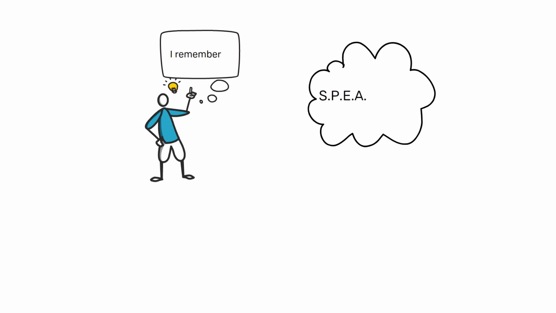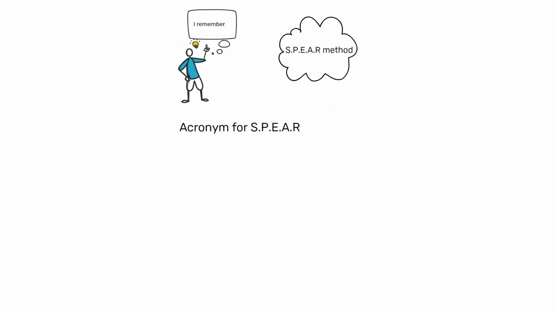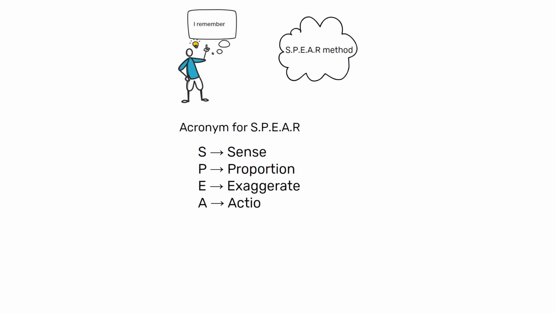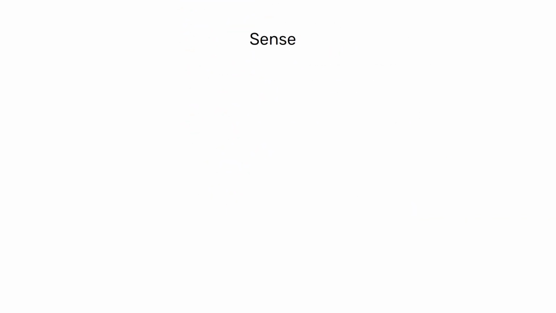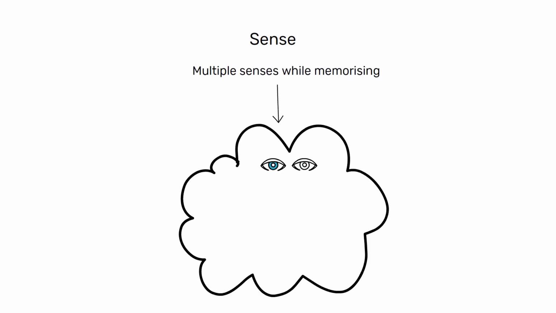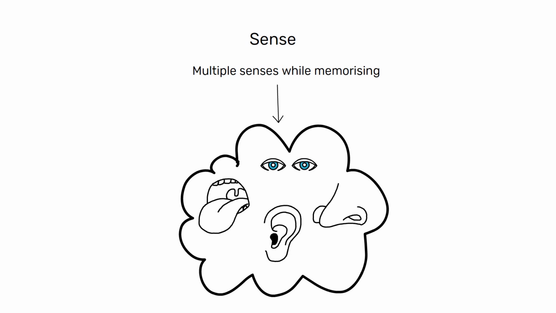You can use the S.P.E.A.R method to create a strong association. S.P.E.A.R method is the acronym for sense, proportion, exaggerate, action, replace, also known as substitute. Sense. This means using multiple senses while memorizing. Make use of your senses of touch, smell, vision, taste, auditory, and emotions. The more senses you can incorporate into your association, the more memorable it will be.